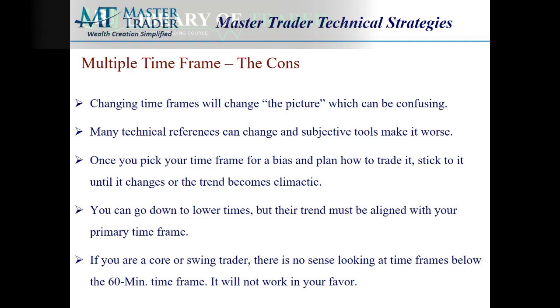So once we pick our time frame for a bias, we plan how to trade it, and we stick to that until it changes, or until the pattern becomes climactic, telling us that the trend is likely over. Now, we can go to lower time frames, but their trend must be aligned with the primary. Smaller time frames will come out of alignment at times, and what we do is just wait for them to come back into alignment. Then we can even add to positions in those smaller time frames where that happens.